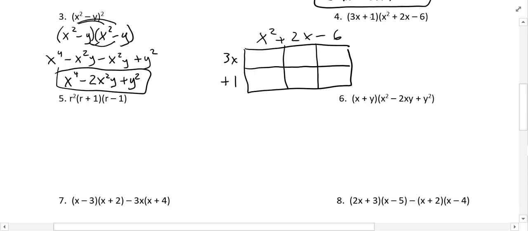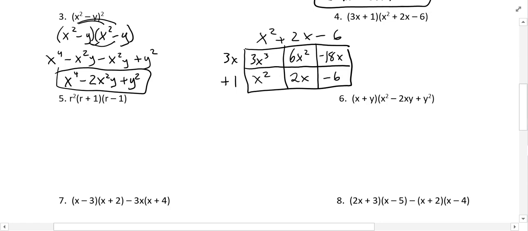So remember, we're doing multiplication. So this is 3x times x squared, which is going to give me 3x cubed. Then right here I have 3x times 2x, which is 6x squared. And then 3x times negative 6, which is negative 18x. On the bottom row, I'm going to get 1 times x squared, which is just 1x squared. 1 times 2x is just 2x. And 1 times negative 6 is negative 6.